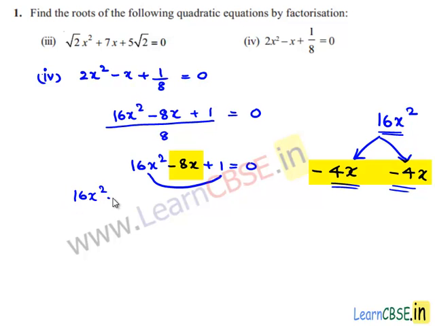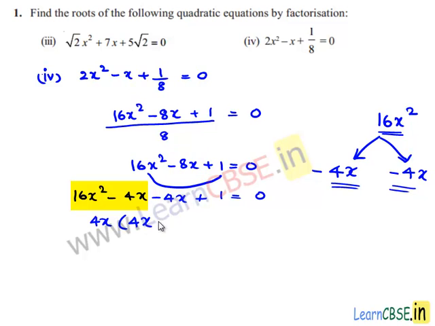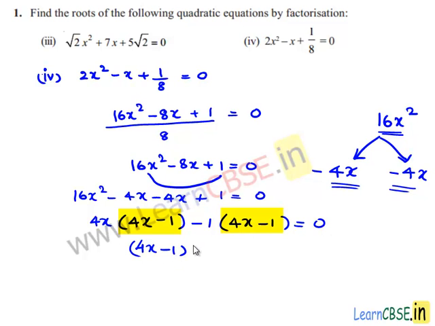16x square minus 4x minus 4x plus 1 is equal to 0. 4x can be taken as common from the first and second terms: 4x times 4x minus 1, and minus 1 can be taken as common from the third and fourth terms: minus 1 times 4x minus 1 is equal to 0. Now taking 4x minus 1 as common, the remaining terms will be 4x minus 1. This is equal to 0.